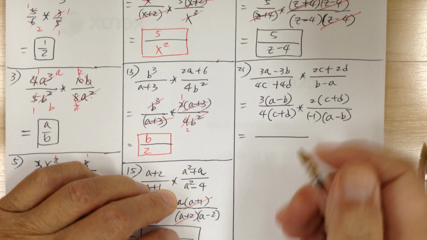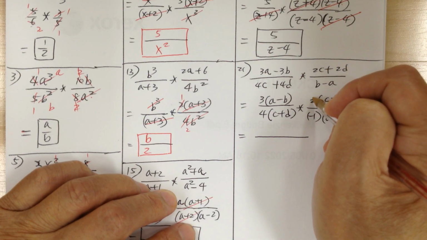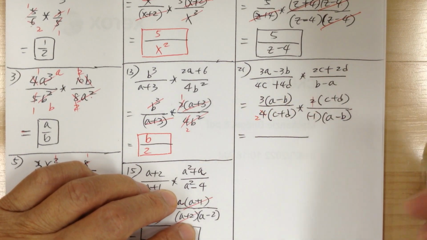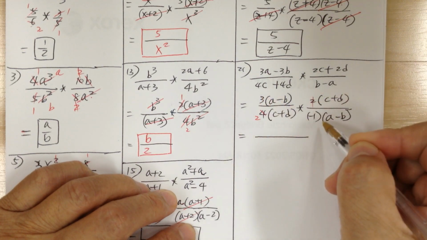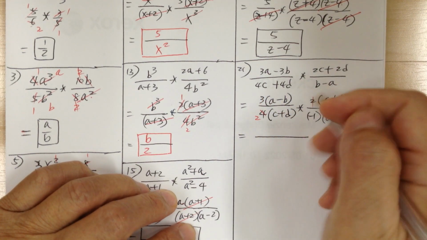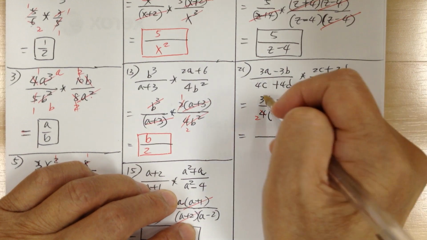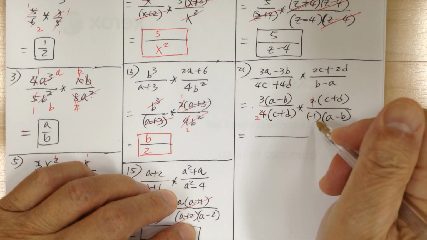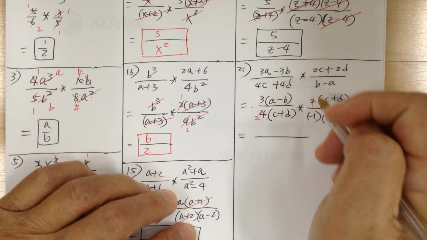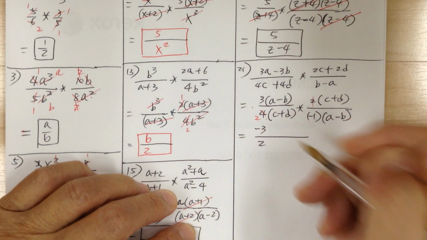Okay, so let's go and cancel things out. 2 and 4 cancel out, you get 2. And so you're going to get 3 over negative 2. Normally you put a negative on top. Negative can go on top, the middle, or the bottom, but normally the best place to put it is on the top. So you're going to get negative 3 over 2.